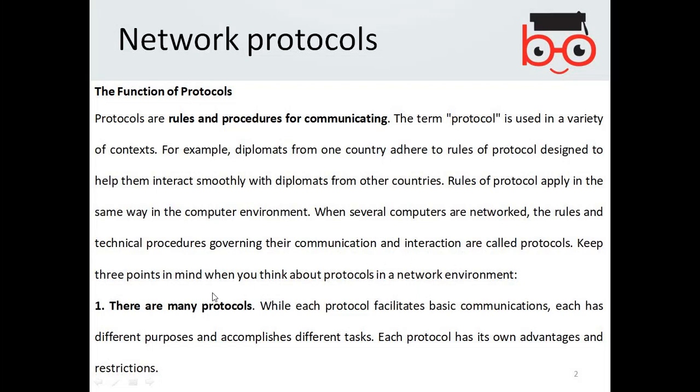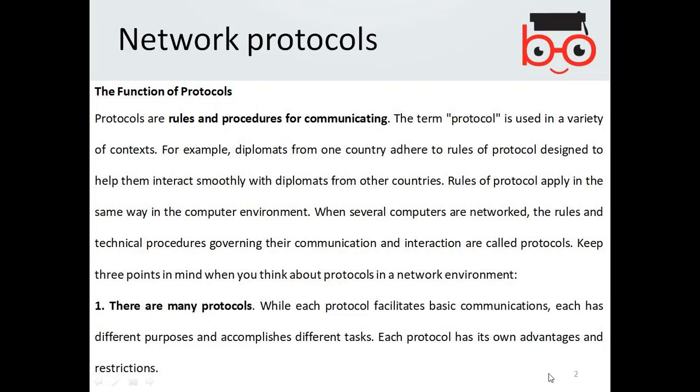Keep three points in mind when you think about protocols in a network environment. Number one, there can be many protocols. While each protocol facilitates basic communication, each has different purposes and accomplishes different tasks. Each protocol has its own advantages and restrictions. So it's not very simple.